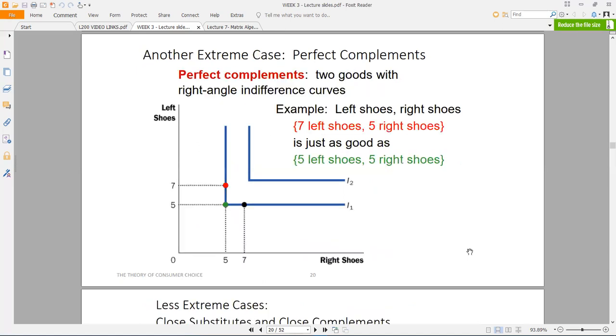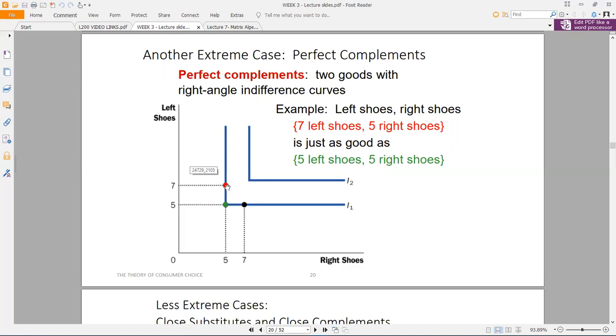And then perfect complements have an L-shaped indifference curve. The indifference curve is a right angle. Now if you look at this, let's take the first indifference curve, I1. The two goods are right shoes and left shoes. With this green point here, it means that this individual is equally better off when he consumes 5 units of left shoes and 5 units of right shoes.